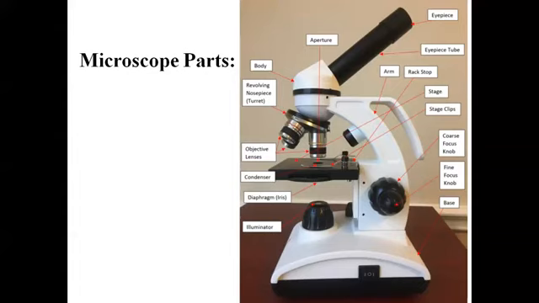Then another thing is the coarse and fine knob. You can see this big knob, that is your coarse knob. Then we have this small one, this is your fine knob. What is the function of these? Whenever we place the sample on the stage, with the help of these knobs we can move the stage up or down.